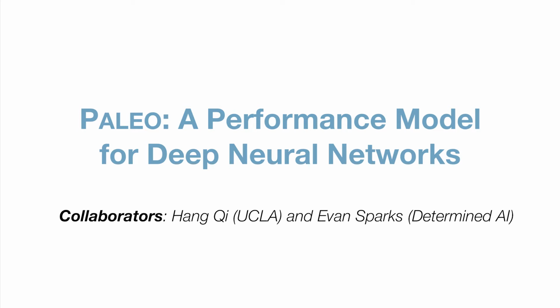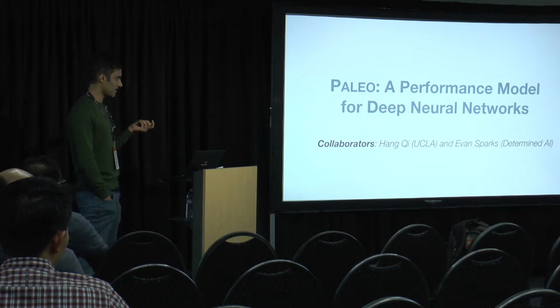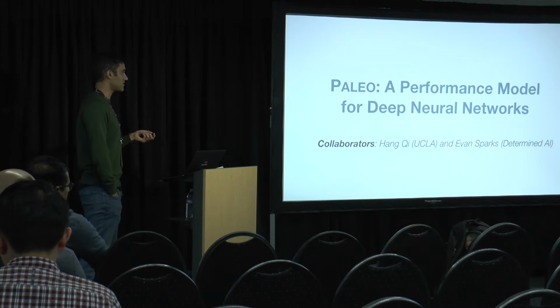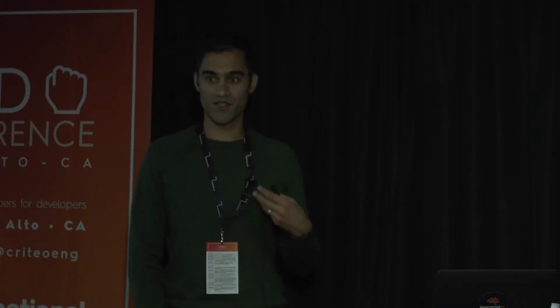OK, so let me move to the second part of the talk. The second part of the talk is on this performance model called PALEO. It's a performance model for deep neural networks. It's joint work with Heng Chi, who's a student at UCLA, and Evan Sparks, who's my co-founder and the CEO of Determined AI. And the motivation here is, I'm not going to be presenting a new algorithm, but trying to understand the landscape of distributed training for deep neural networks, right?